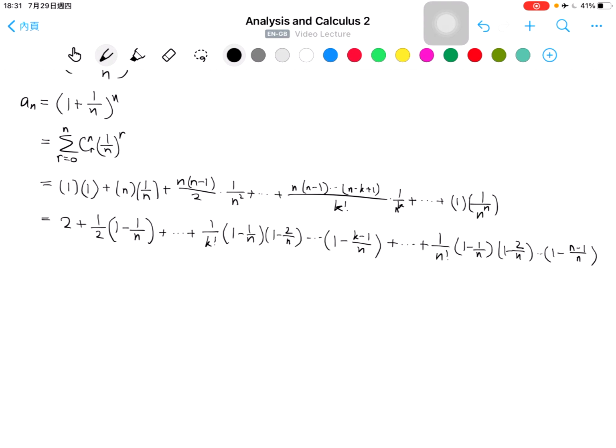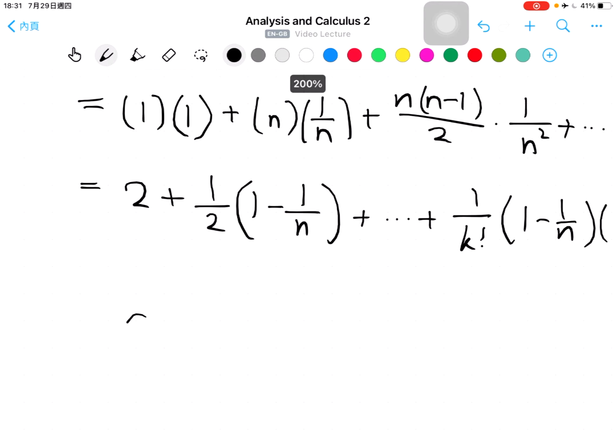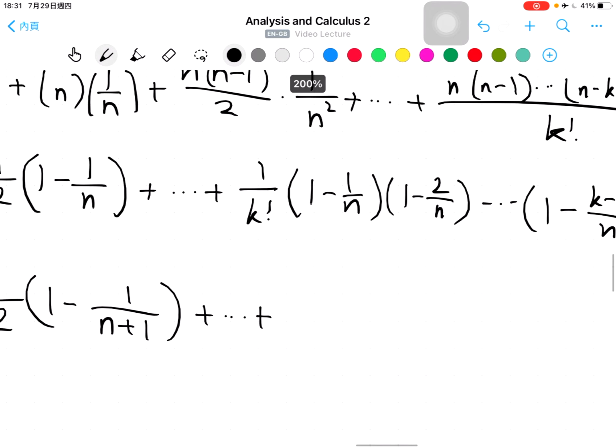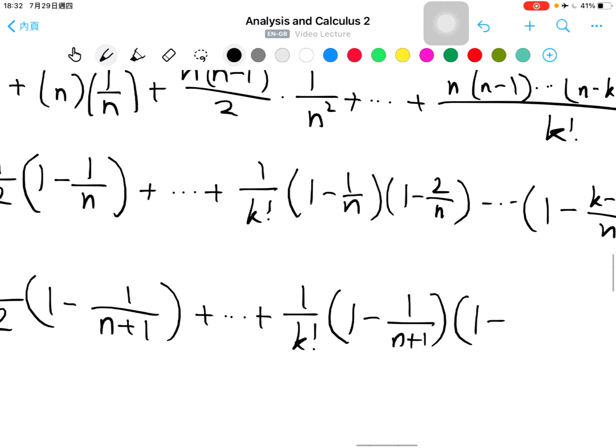Now from here, we can actually do something tricky, which is to increase the denominator by 1 in every single parentheses. That means we're going to get 2 plus 1 over 2, 1 minus, increase that by 1. I'm not going to tell you why at the moment, but let me just finish this first.